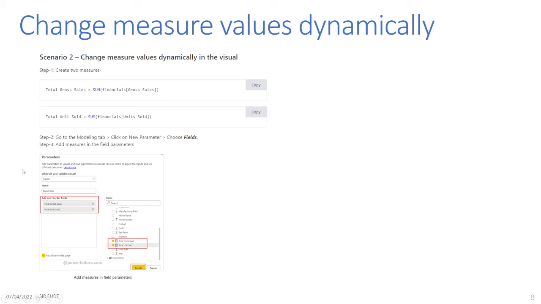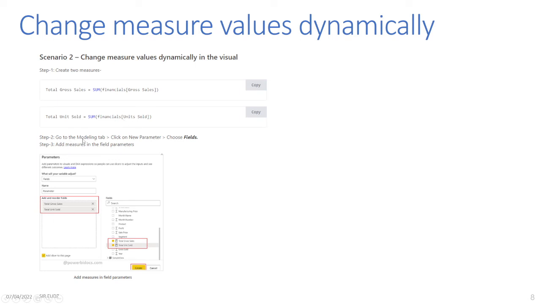Then we can also change measure values dynamically in visuals. First, create two measures: total gross sale and total units sold. Total gross sale is equal to the sum of financials, that's the name of the data set, and then gross sales. Total units sold is the sum of financials, then units sold.